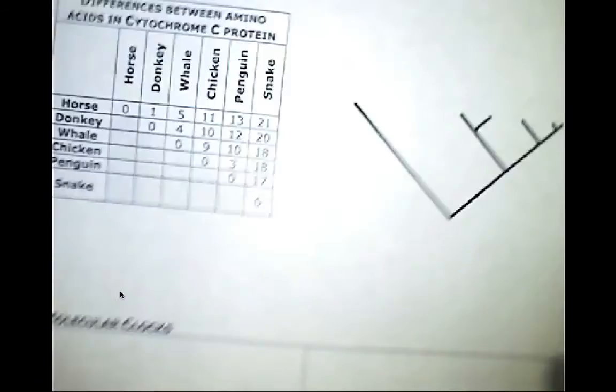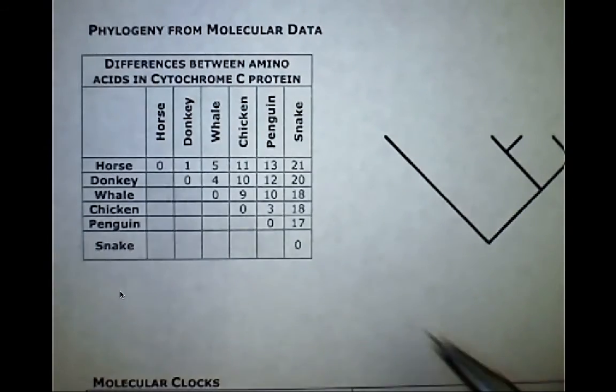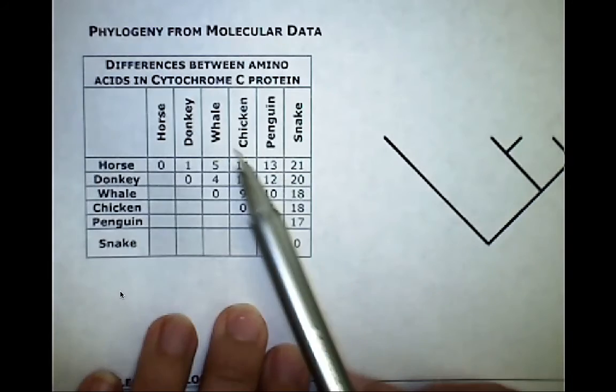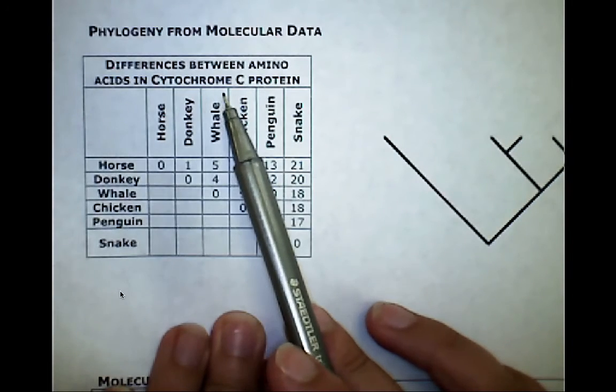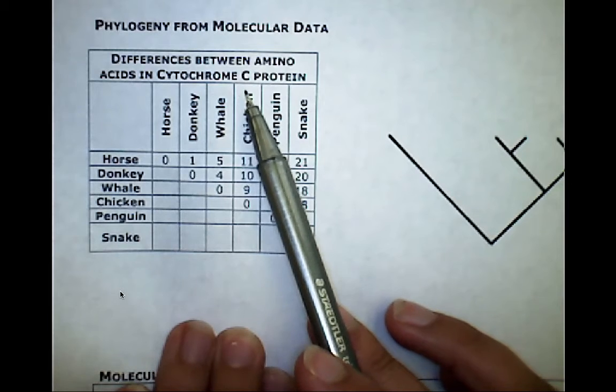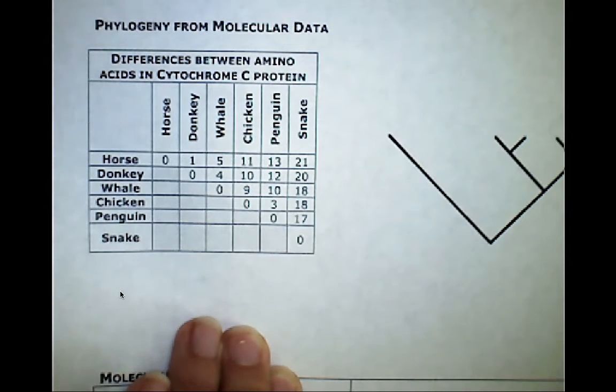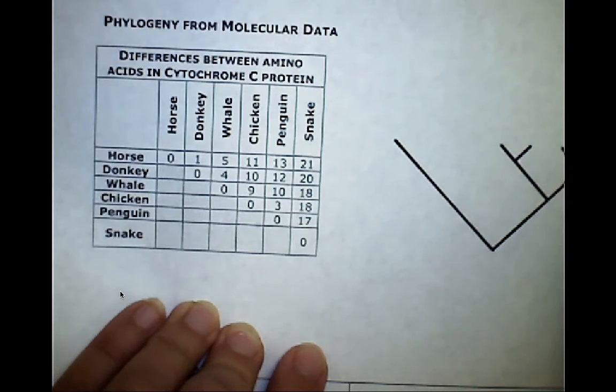So let's try on the next page. Let's try another one, and then we'll talk about molecular clocks. This one is actually looking at some molecular data. And so they're showing you the number of differences in the amino acid sequence in a specific protein that's involved in cellular respiration in all these animals. More differences means less similar, okay? They're further apart evolutionary. So let's see if we can put these on here.